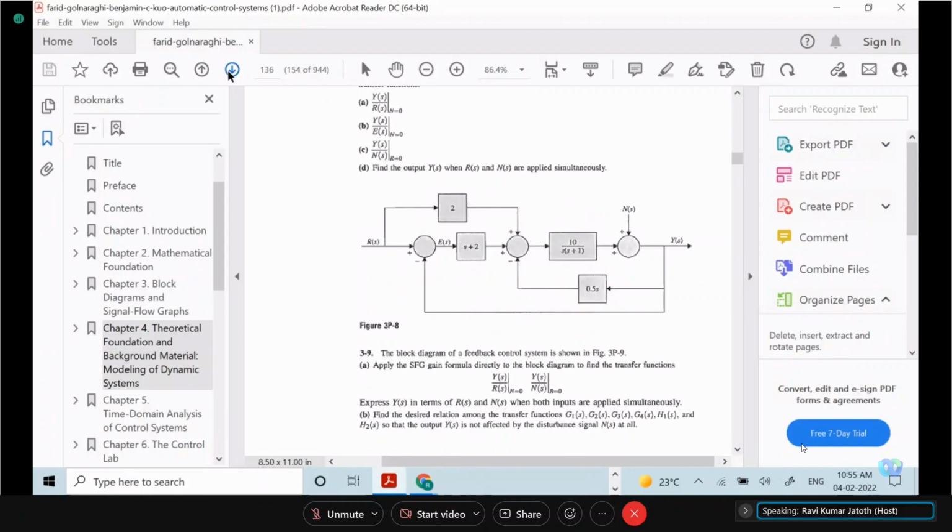If I ask you to solve these kinds of problems, Y of S by R of S, Y of S by N of S, then you try doing it using a block diagram, and you try doing it using a signal flow graph, in the end you should get the same result. At least you verify that for problem number P 3.8.